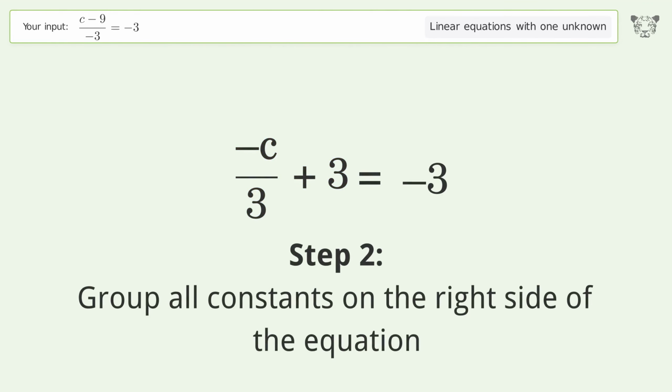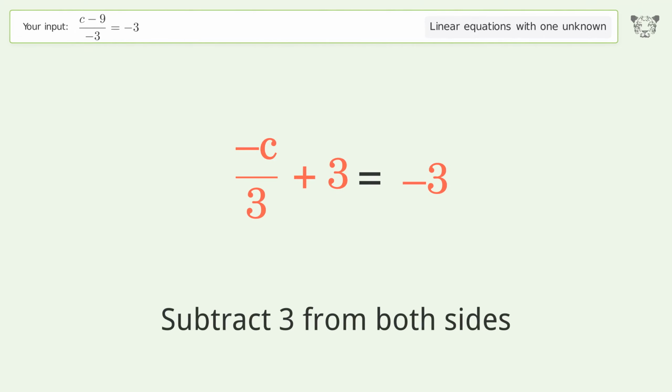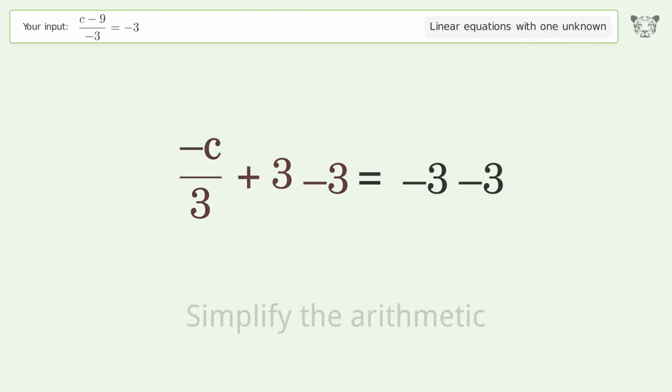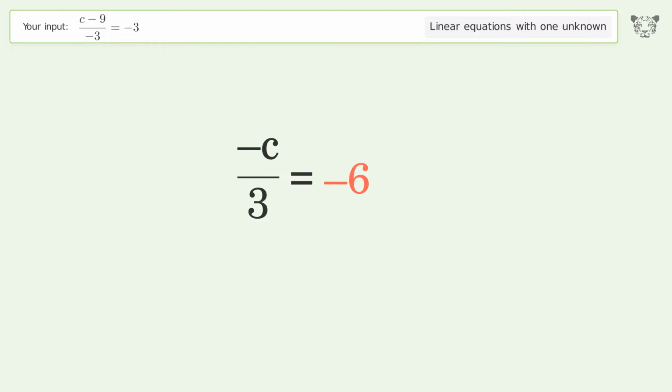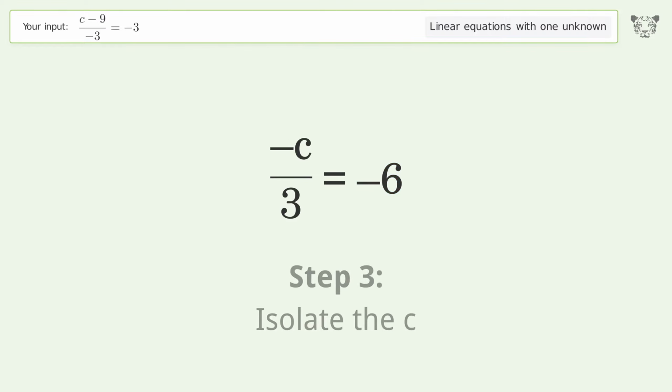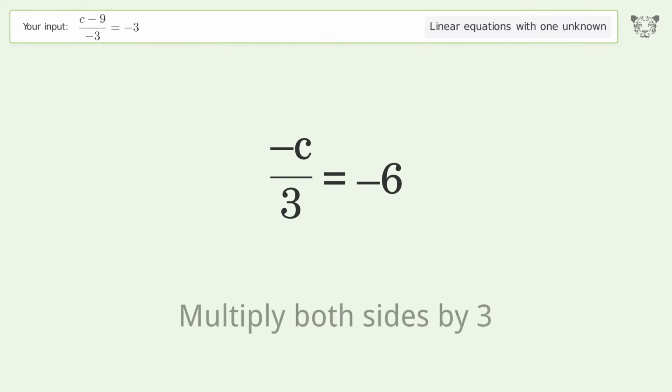Group all constants on the right side of the equation. Subtract 3 from both sides. Simplify the arithmetic. Isolate the c. Multiply both sides by 3.